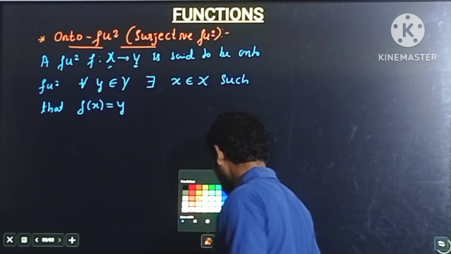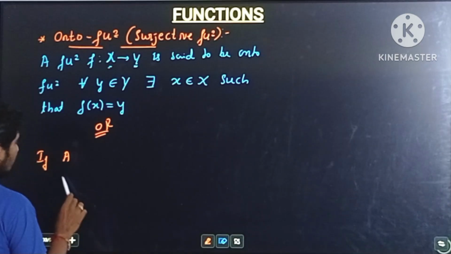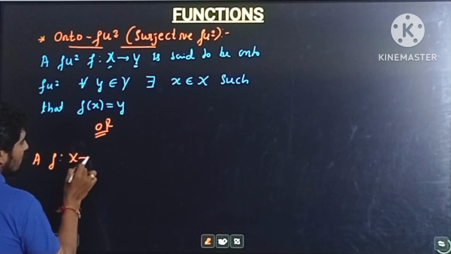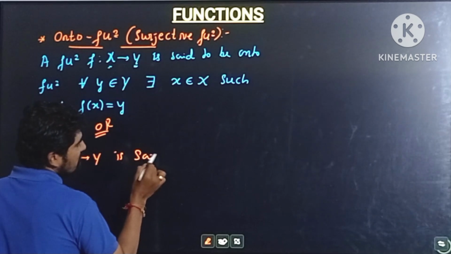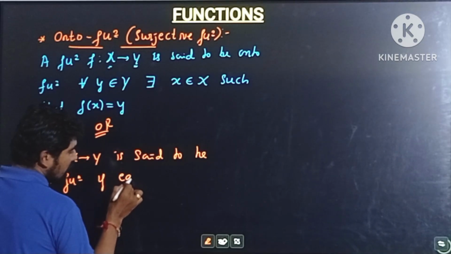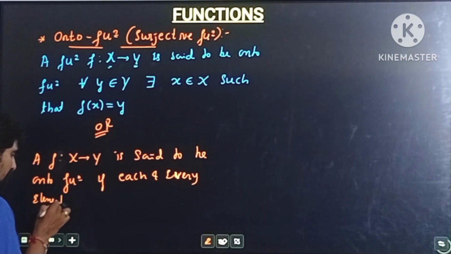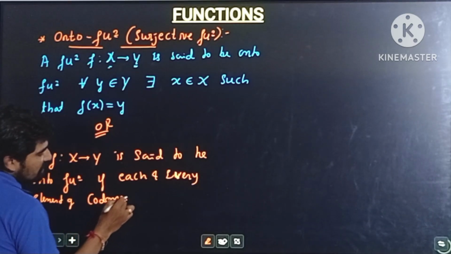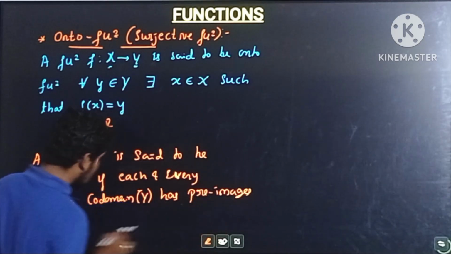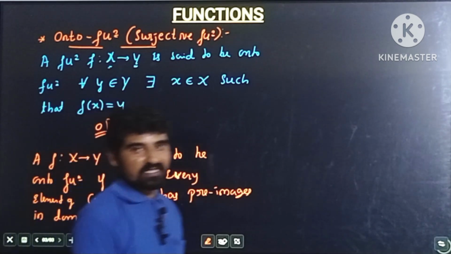So we may also define this onto function as: a function f from X to Y is said to be an onto function if each and every element of the codomain, in the sense the Y set, has pre-images in the domain set X, then we call it an onto function. I hope all of you understood.